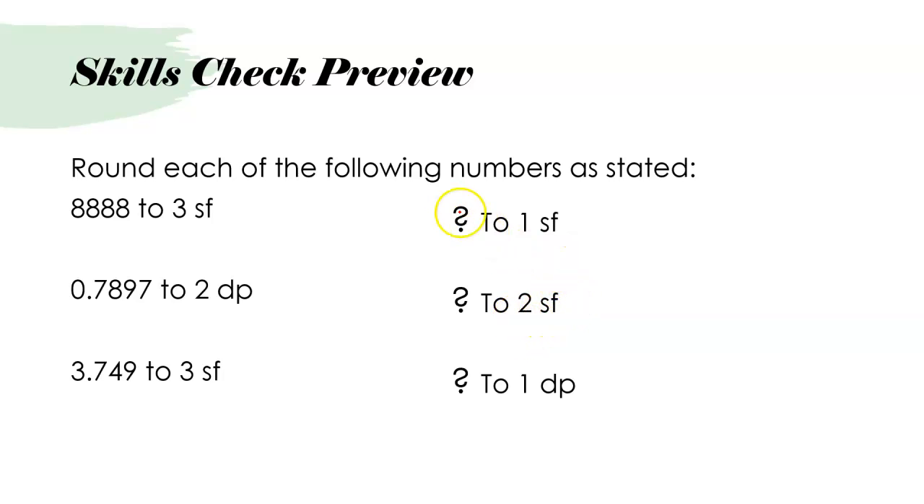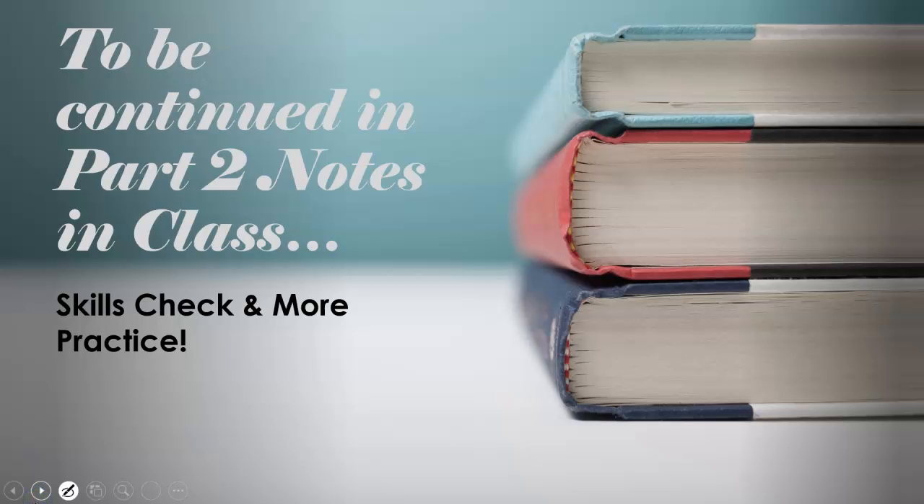But you know, generally, you're going to be given a number and asked to round to 1 significant figure, 2 significant figures. Also, be very careful. Sometimes I ask you to round to decimal places. And sometimes I ask you to round to 2 significant, 3 significant, 1 significant. So make sure you're reading these carefully. We're going to cover everything else in the Part 2 notes. We'll go more in depth.